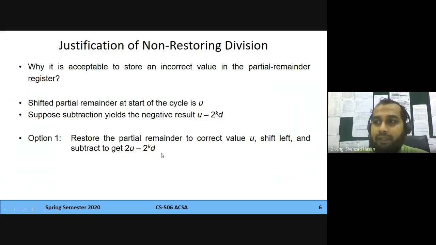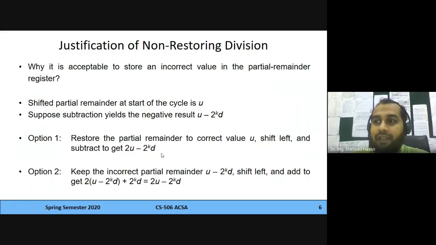The other thing that we can do, and that's the topic of non-restoring division, is keep the incorrect partial remainder u minus 2^k d. So if this is a negative result, leave it as it is. In the next step, shift it left. If you shift this whole thing left, the whole thing becomes twice this whole number, and add that to get the same result.